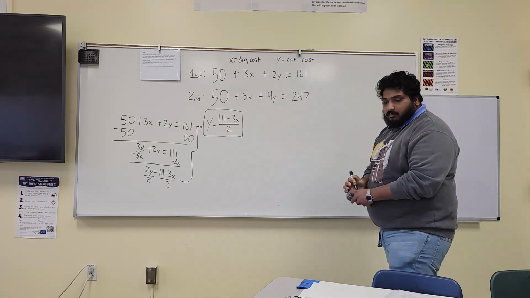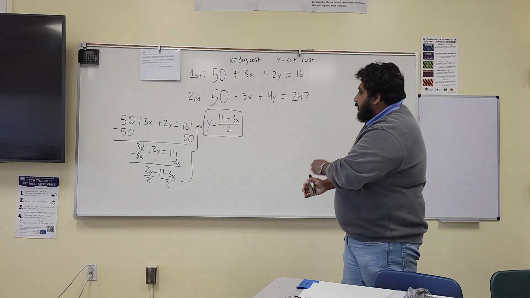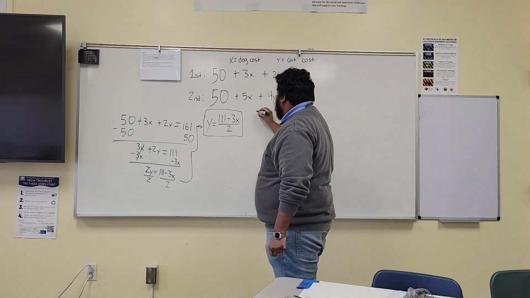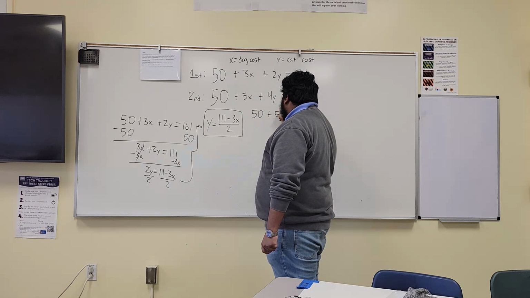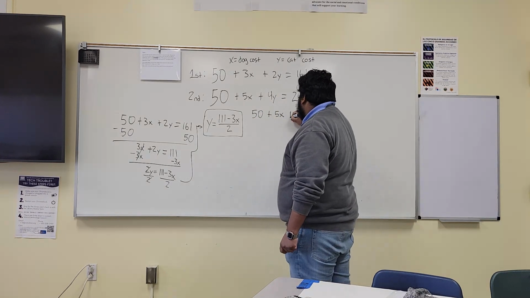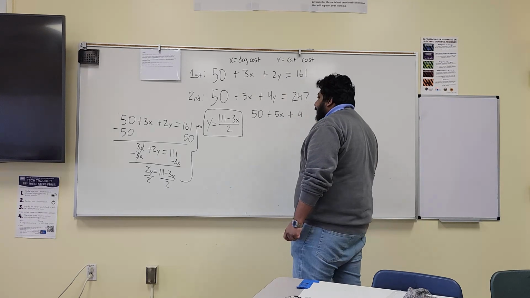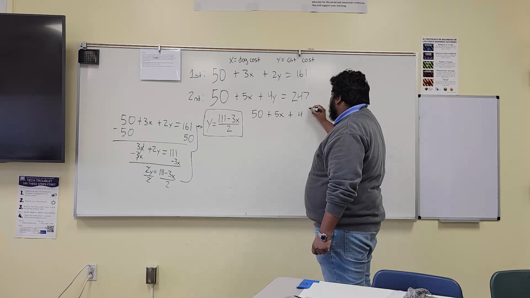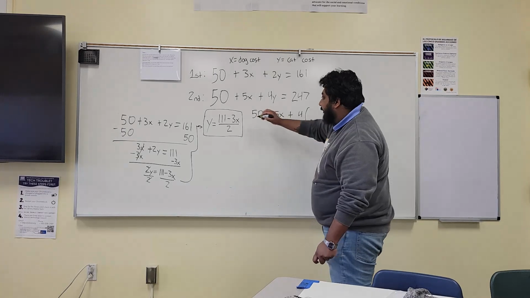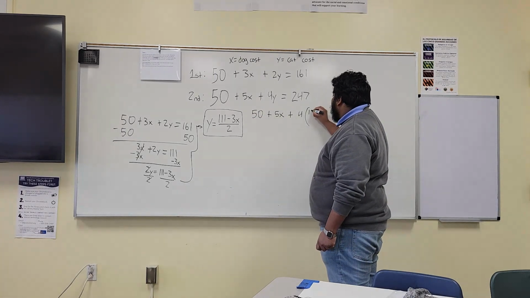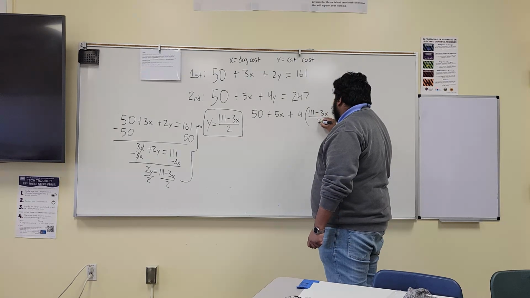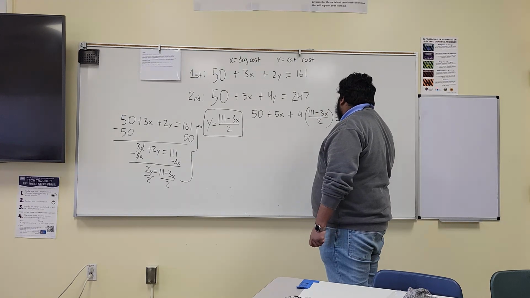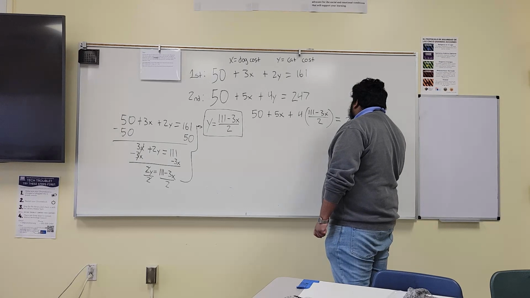So we're going to get the second equation ready to go. 50 plus 5x plus 4, and then in place of that y, we're going to put our fraction. So it's 111 minus 3x over 2, and that's going to be equal to 247.